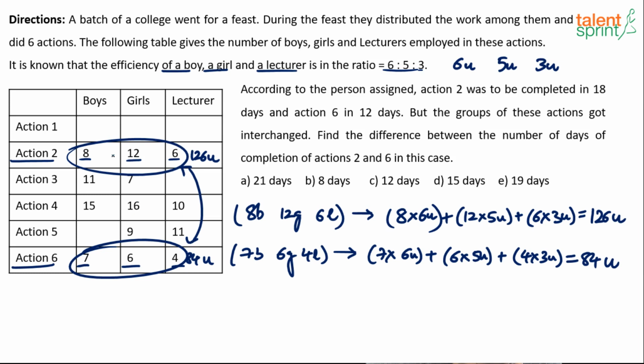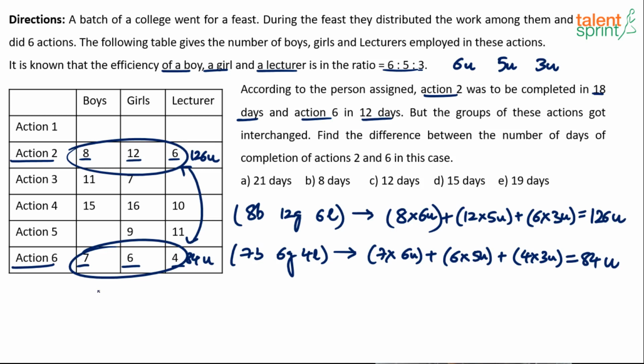We now know the number of units that can be performed by each of these groups for their respective actions, which have been interchanged. Now what else do we know? The question also tells us that action 2 was to be completed in 18 days, and action 6 was to be completed in 12 days. So how do you simplify now?